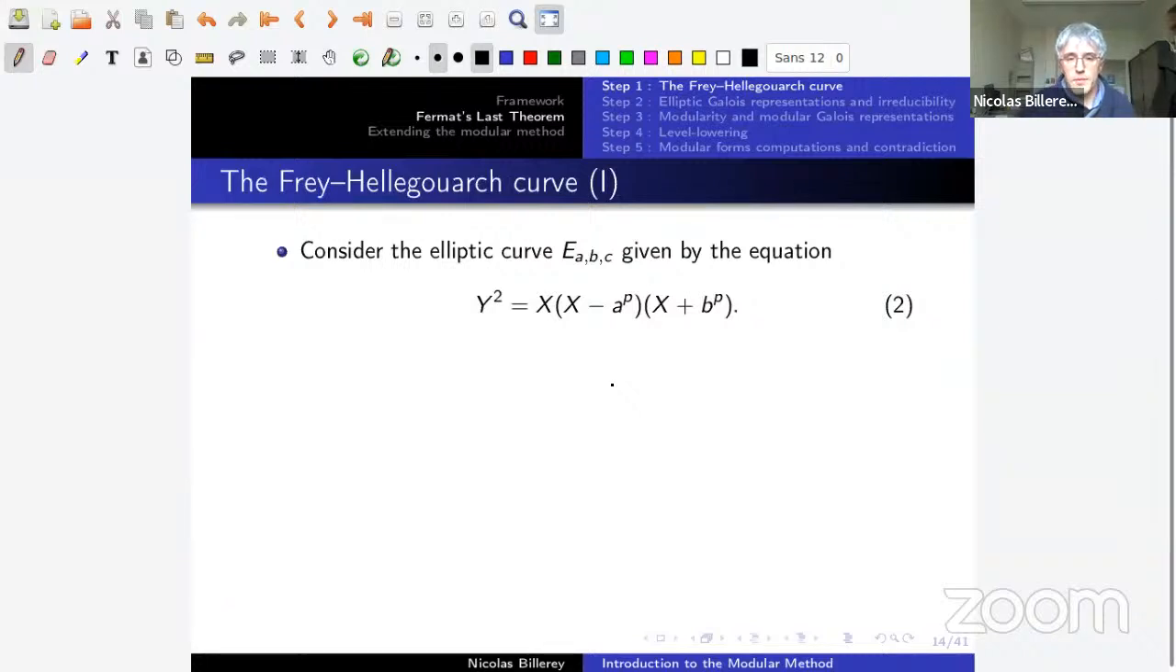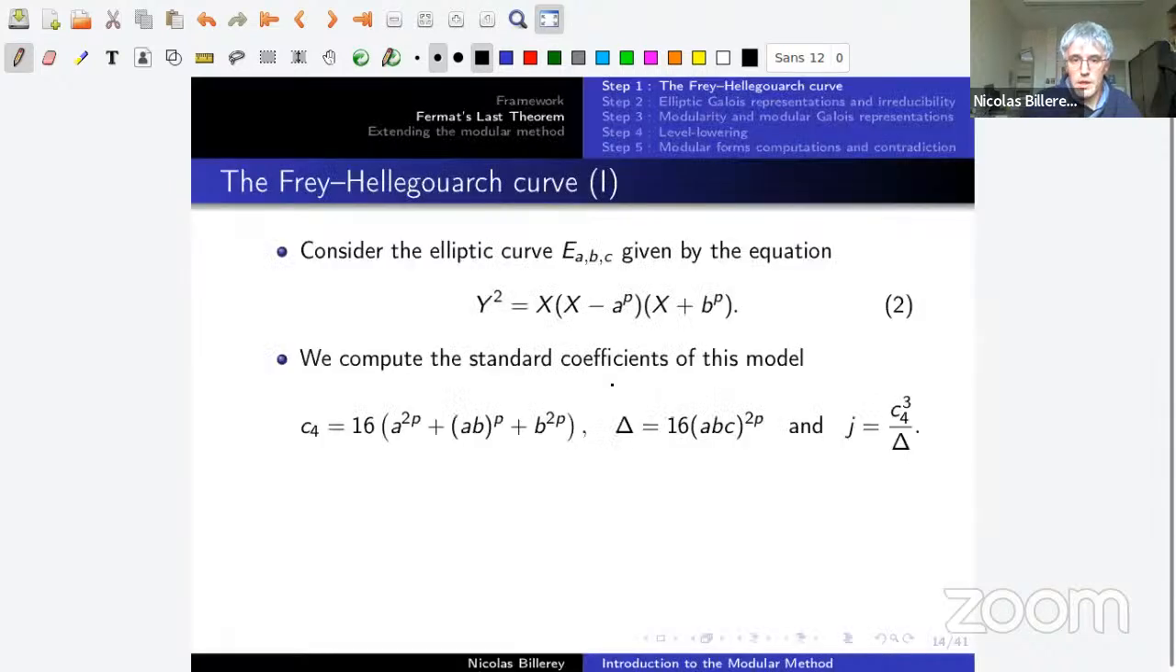So here's the first step. The first step is to attach to such a non-trivial primitive solution to the Fermat equation an elliptic curve defined over Q. And so here's the equation of the curve. It's defined by the equation y squared equals x times (x minus a to the p) times (x plus b to the p). So you can compute the standard coefficients of this model.